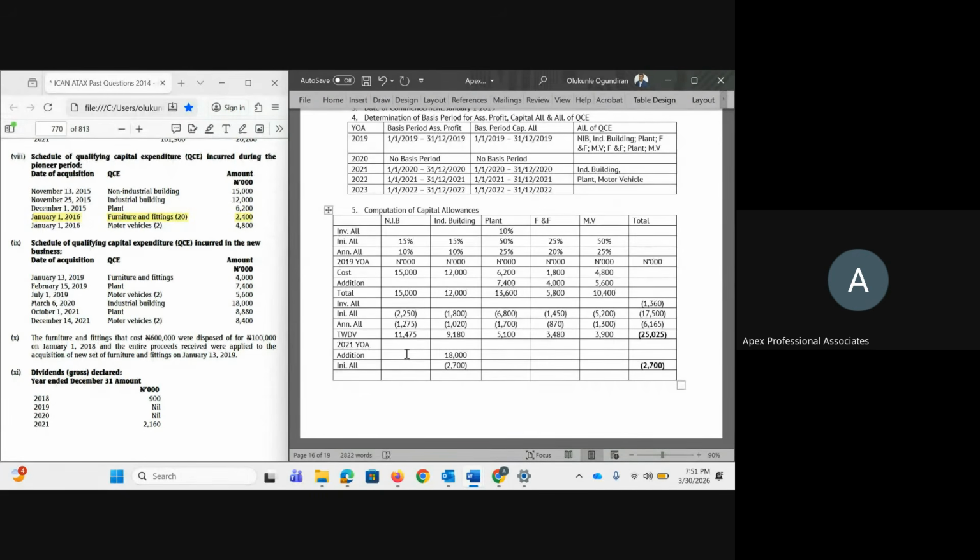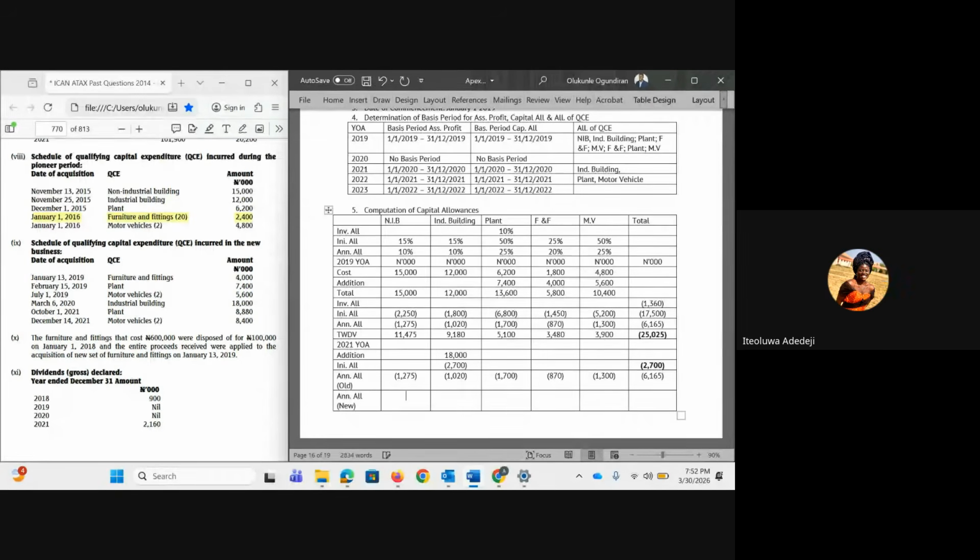All right. So we have annual allowance. Remember that you will repeat. So let me call this annual allowance of the other assets. 1275. I have 1020. I have 17, right? Yes, sir. Let me just add everything together. Annual allowance of the new building. So what's the annual allowance of the new building?